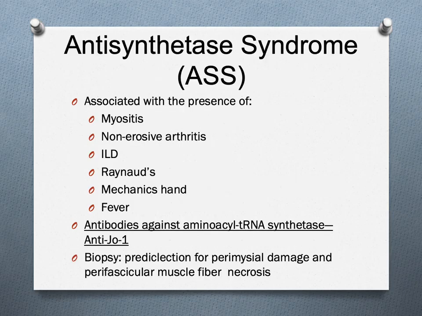Another type of inflammatory myopathy is the anti-synthetase syndrome, which is associated with the presence of myositis, non-erosive arthritis, ILD, Raynaud's phenomenon, mechanic's hands, and fever. This is associated with anti-synthetase antibodies, most commonly anti-Jo1, or the antibodies against the aminoacyl tRNA synthetase, and biopsy shows predilection for perimysial damage and perifascicular muscle fiber necrosis.